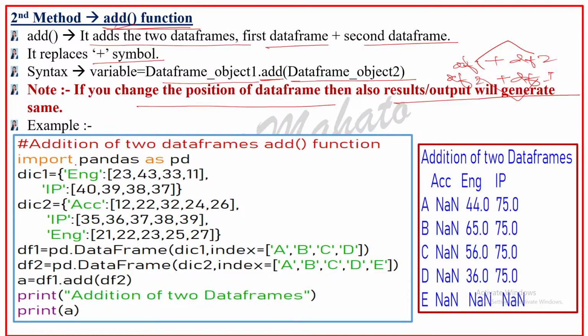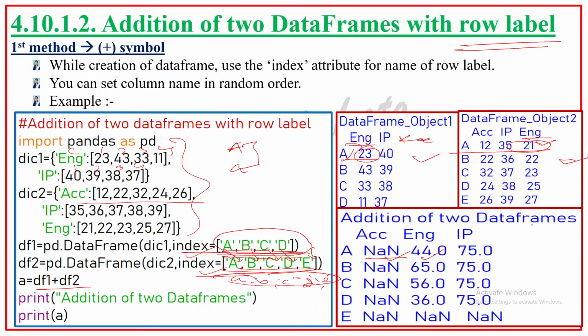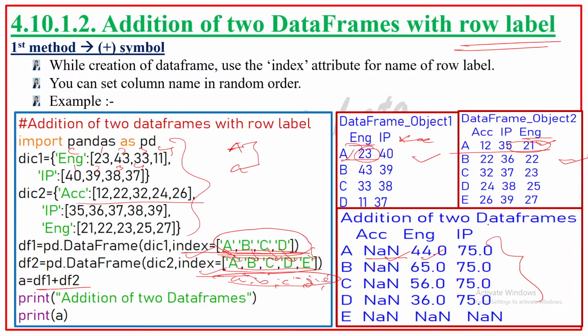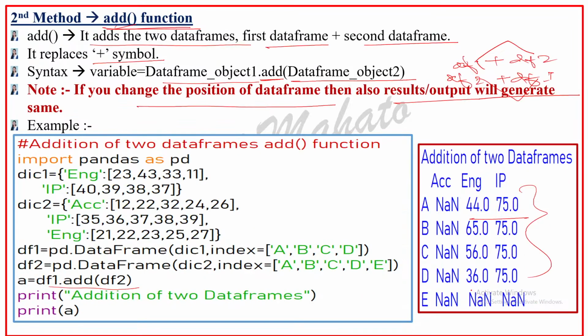Example, look here, df1 dot add df2. See, this is the output, and look here also the output. You can see that both are the same, NaN, 44 and 75. Look here, NaN, 44, 75. If you check, everywhere it will be the same. So the dot add function replaces the plus; you can use it like this also.